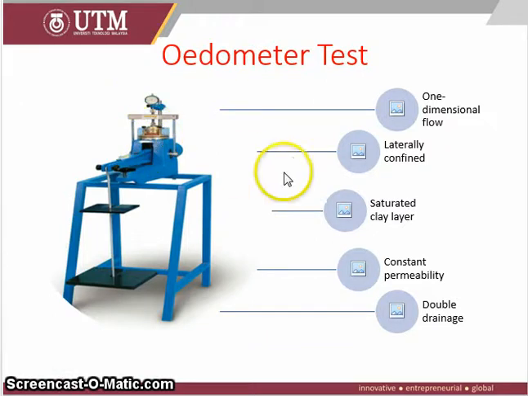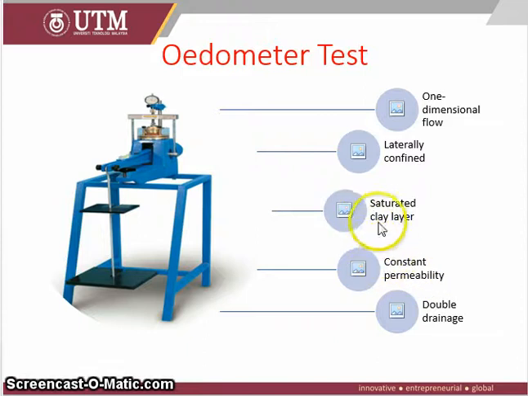And it is also carried out in the saturated condition, and we assume a constant permeability. We also include porous stones at the top and the bottom of the soil sample to provide a double drainage condition, which means water is allowed to dissipate via the porous stone at the top and also at the bottom of the soil sample.